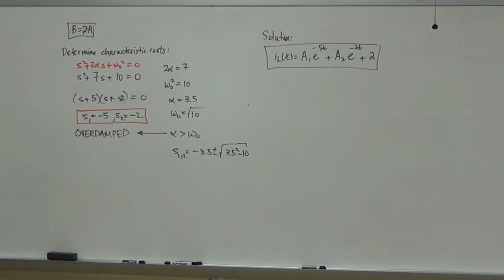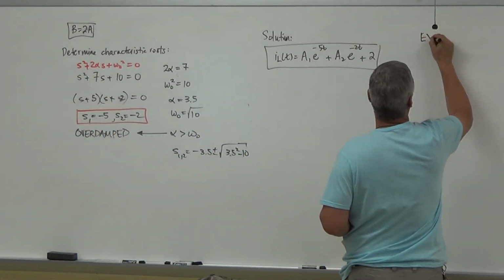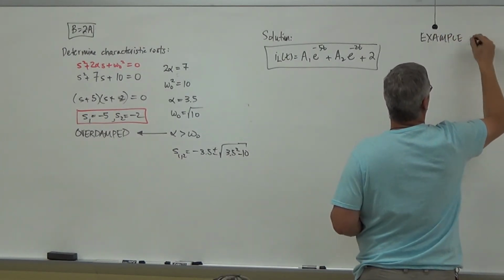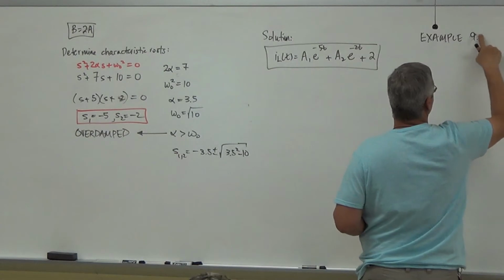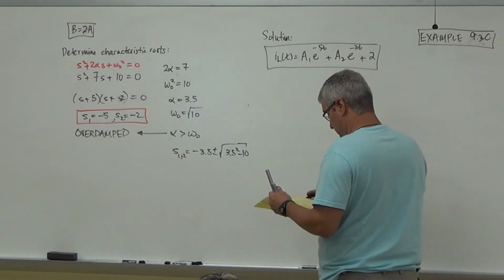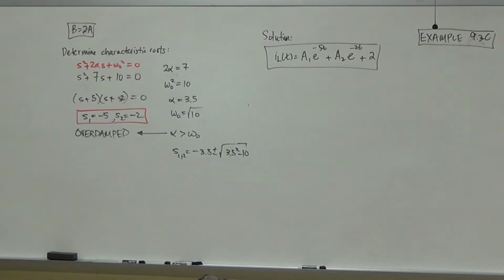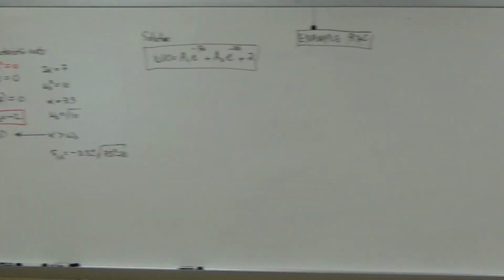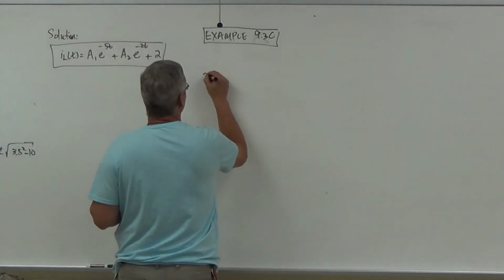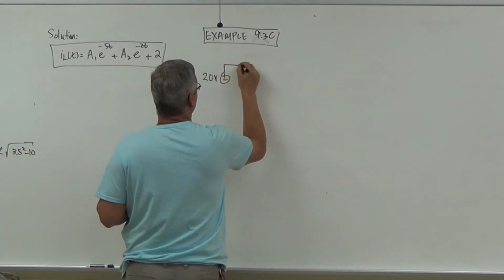Let's go to the next one. So now we're at example 9.2 or 9.3C. Already we go. So I got a switch here. Okay, so it's 20 volts plus or minus.